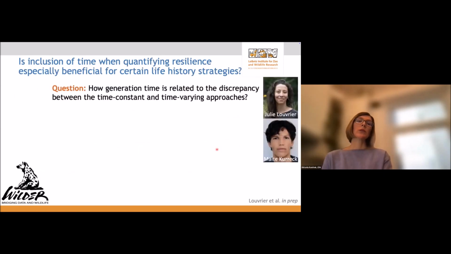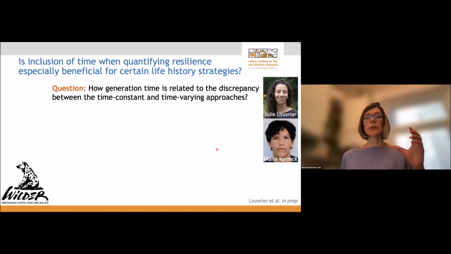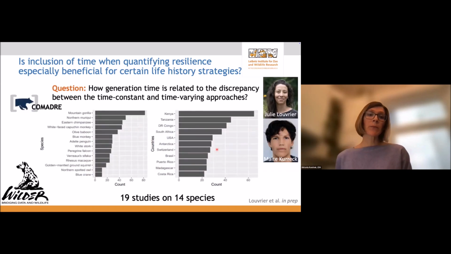We also asked the question, this is in a different project, of whether inclusion of time when quantifying demographic resilience is especially beneficial for certain life history strategies. And as a proxy for life history strategies, we used generation time, a life history trait, and so we assessed how generation time is related to the discrepancy between the time constant and time varying approach. And as a discrepancy, again, we used the same metric I have shown to you before, MAPE. This work was conducted by Malte Purok, a bachelor student who was supervised by Julie Louvrier and myself.